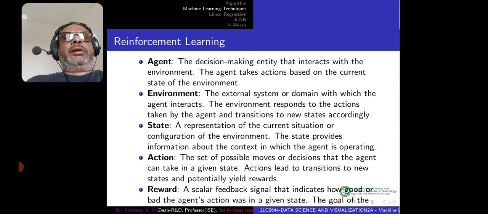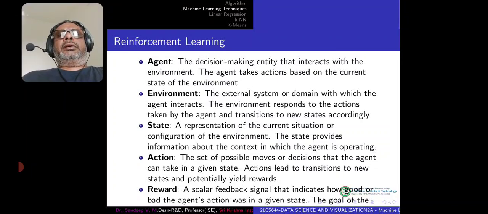Reward. A scalar feedback signal that indicates how good or bad the agent's action was in a given state. The goal of the reward is to make sure that the agent takes more often the actions for which it gets positive rewards, and tries to avoid those actions which give negative rewards.